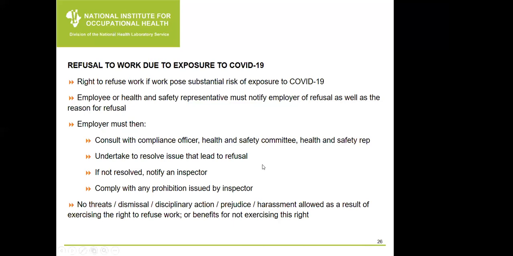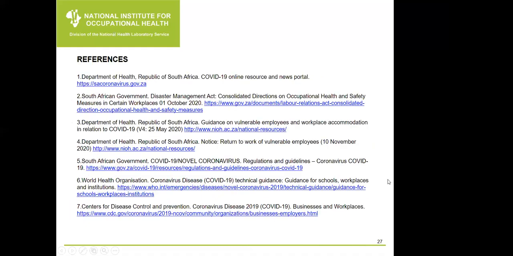Any employee who raises a concern or refuses work cannot be threatened, dismissed or subjected to disciplinary action. If an employee refused to work, they acted within their rights as per this directive. So they have legal backing in this matter to say this is why I refuse to work and these are my reasons for doing so. So in short, that's just quickly running through that directive.